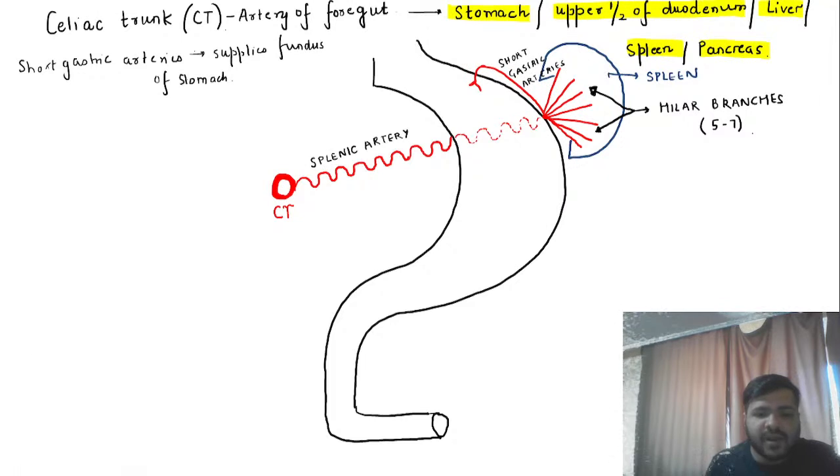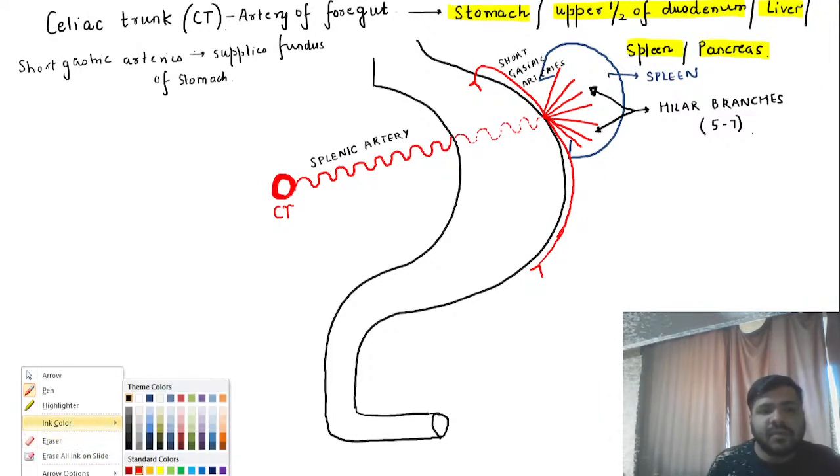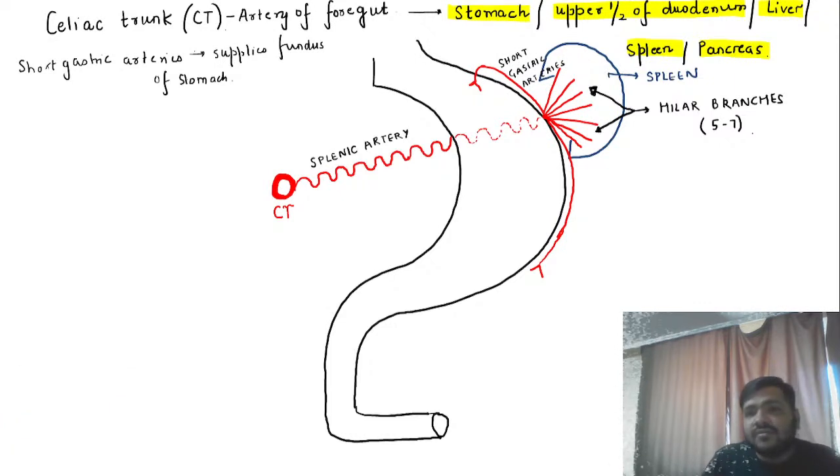It will give one more branch towards the greater curvature of the stomach, and this is something which is called the left gastroepiploic artery.